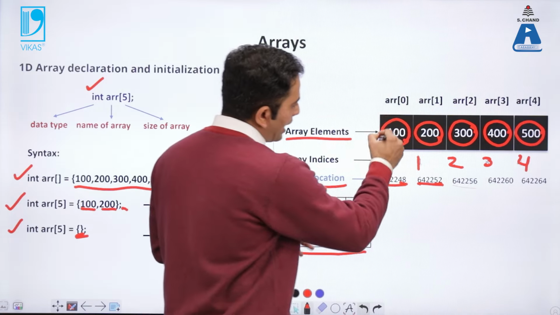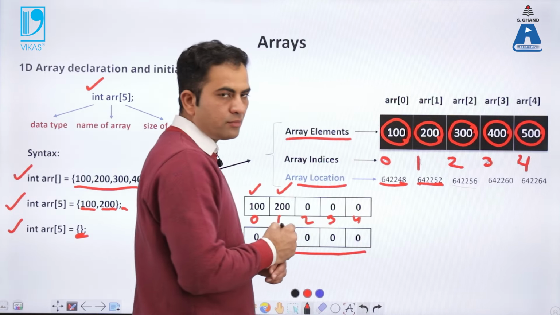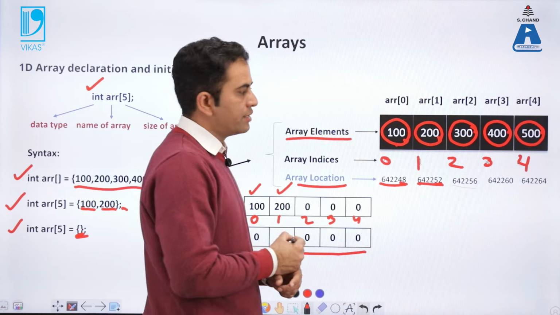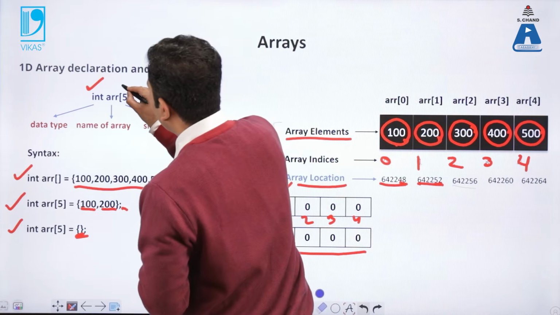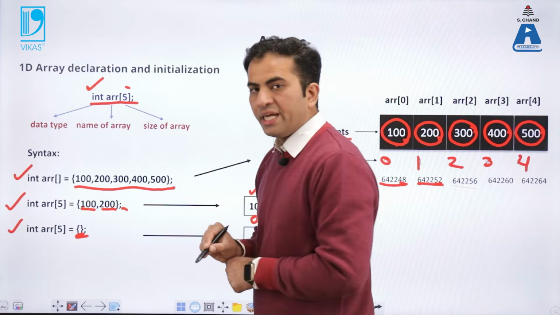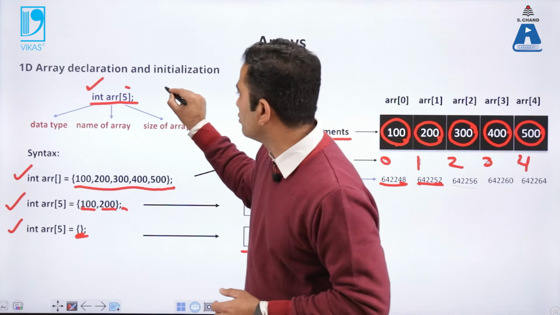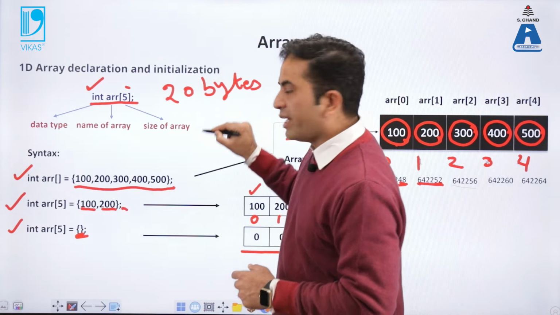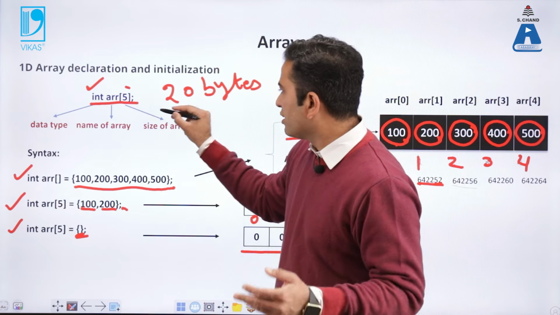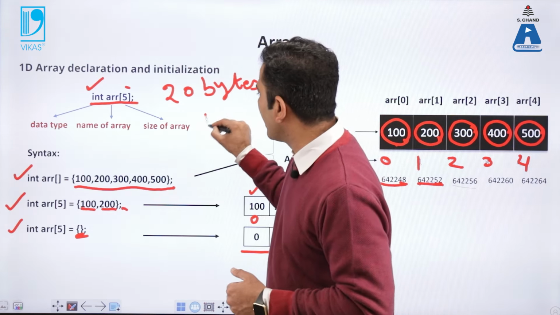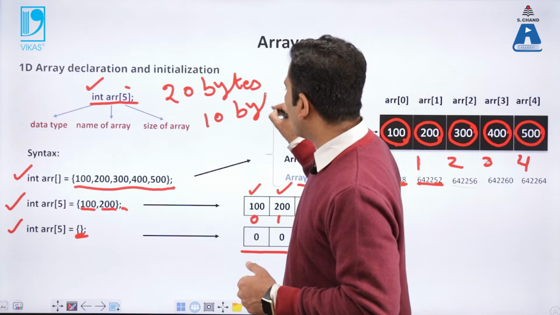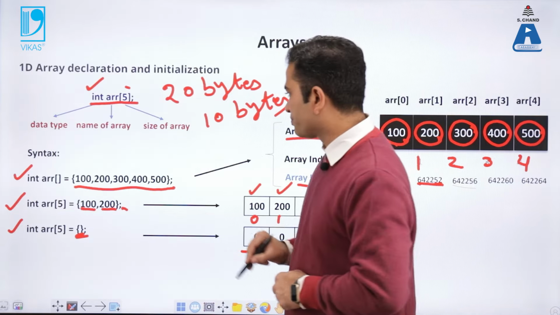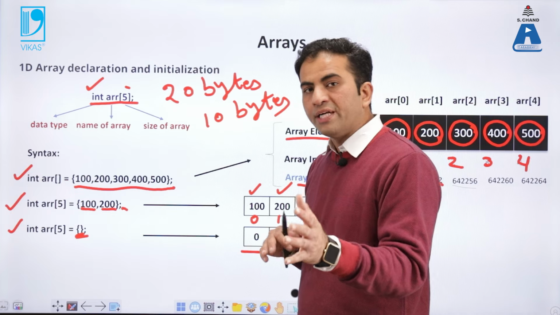So the size of this whole array is 4 plus 4 plus 4 plus 4 plus 4, that is 20 bytes. For this array of 5, how much memory is it consuming? It is consuming 20 bytes, in 64-bit processors. If you run this in a 32-bit processor, then it will take 10 bytes because each integer takes only 2 bytes in a 32-bit processor. So don't get confused between 2 bytes or 4 bytes.